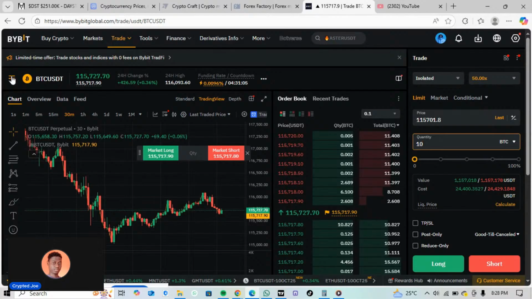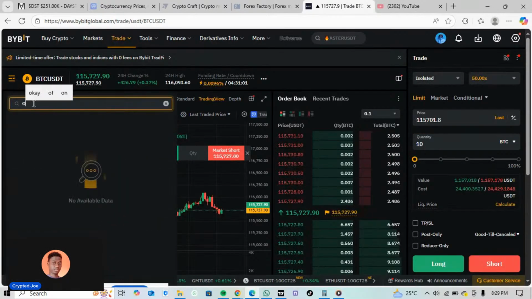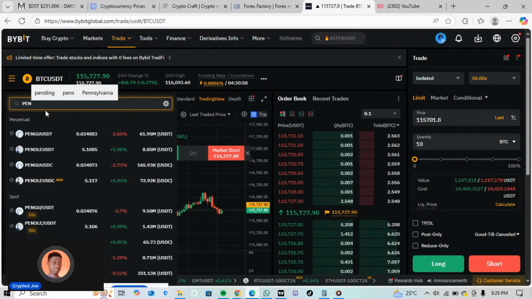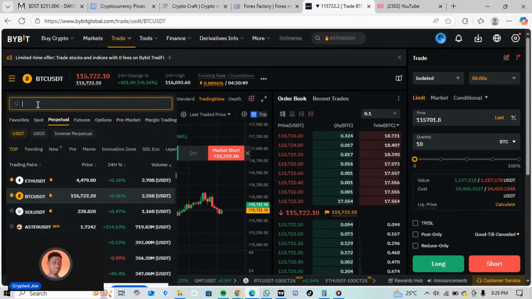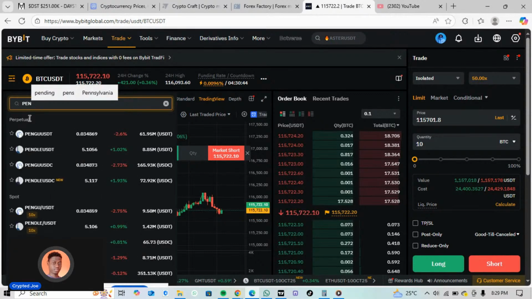Let me change this to the pair that we are trading today. For those of us using a laptop, once you search the coin, you take note of two sections that normally pop up. We have the perpetual section and the spot section. This one is spot, this one is perpetual. The perpetual section is the one we are concerned with, so you look well to see the name of the coin.